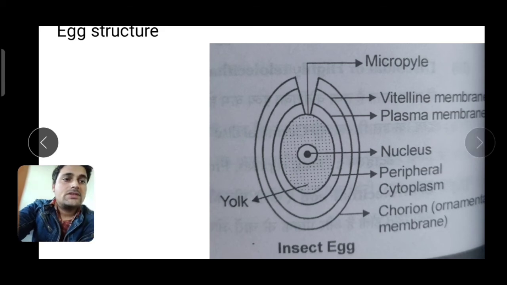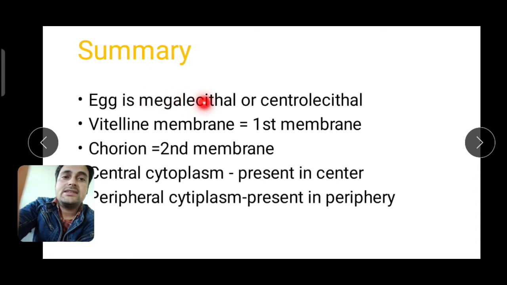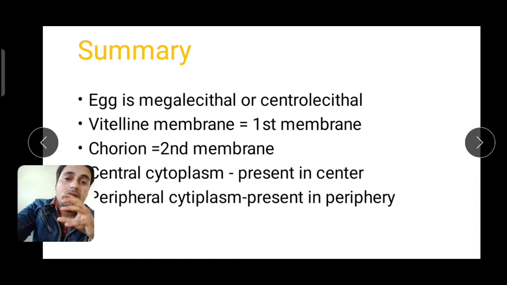Okay, so let's see the summary. Your egg is megalecithal because yolk is found in a very high amount, and it is centrolecithal because your yolk is present between the peripheral cytoplasm and central cytoplasm area. The first membrane is the vitelline membrane, secreted by your egg itself, while the secondary membrane is the chorion, and it is secreted by the ovary.